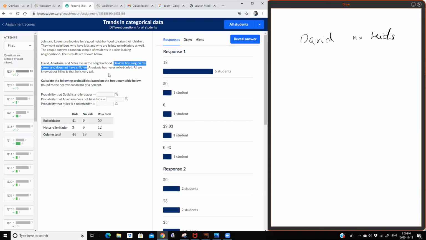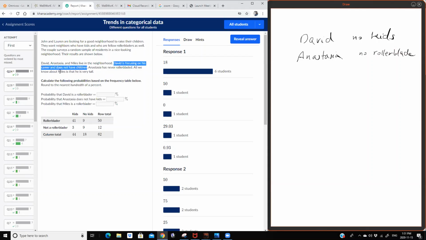And what do we know about Anastasia? We know that she has never rollerbladed. So for Anastasia, never, no rollerblade. This is the information that we have about these 2 people.